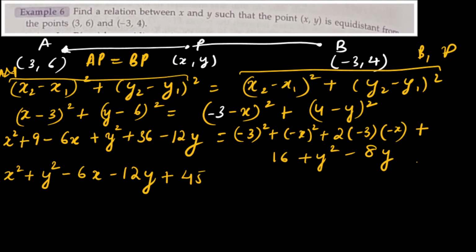45 plus 45. Here let's solve this side. Square of a negative is positive, so minus 3 whole square is 9. Here also square of a negative is positive, so this minus and minus sign will become plus.